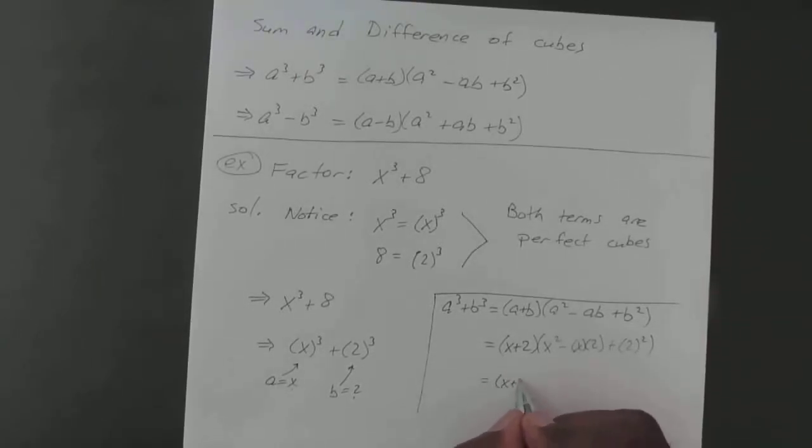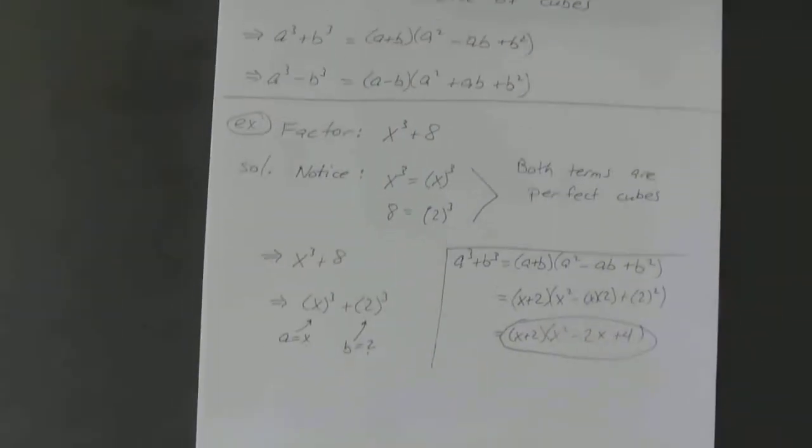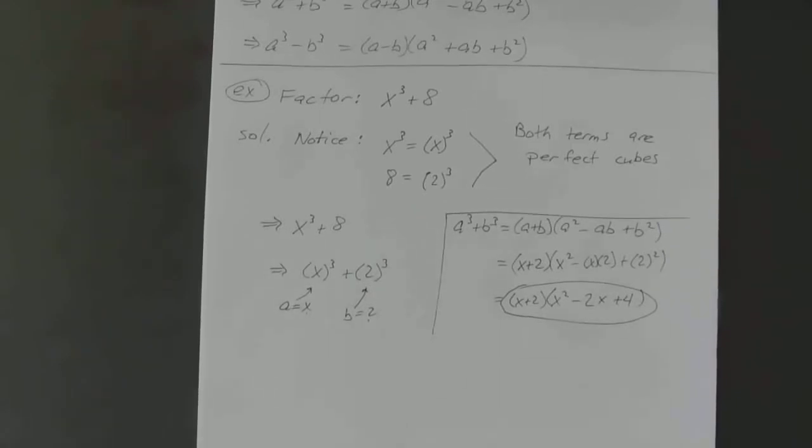So you have x plus 2 times x squared minus, instead of x times 2, you usually put 2 times x, plus 2 squared is just 4. So you just simplify that, and that's your answer. Move that up a little bit.